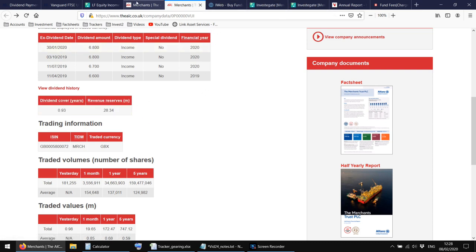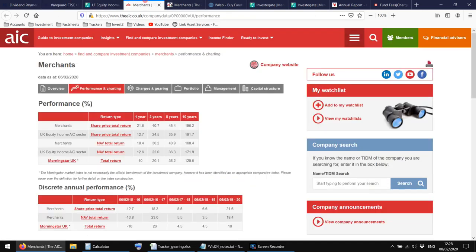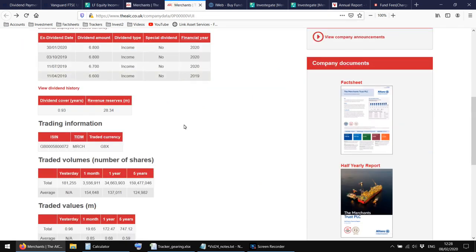But that obviously doesn't happen with trackers. So that's really the main reason why I don't go for any tracker. Well, I go for a FTSE 250 tracker, but at some point I'll be getting rid of that. But this part of my portfolio, I want stable income.